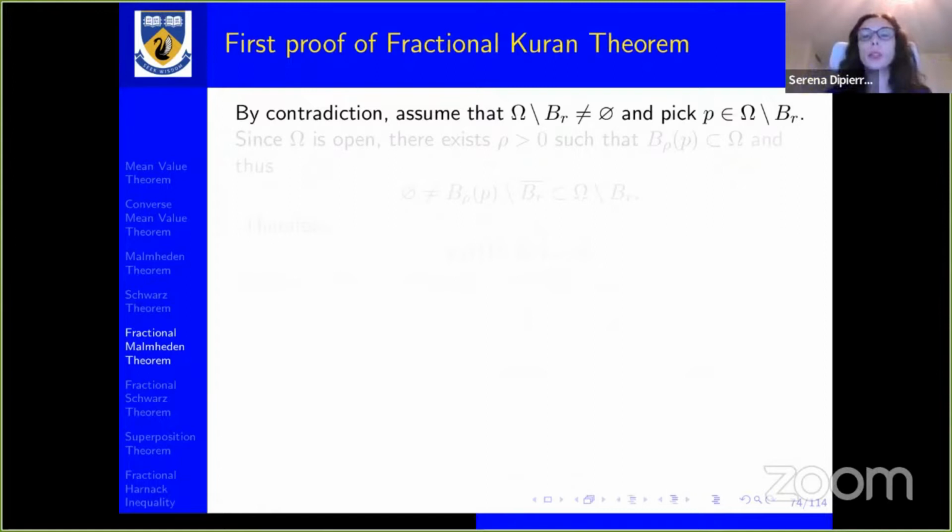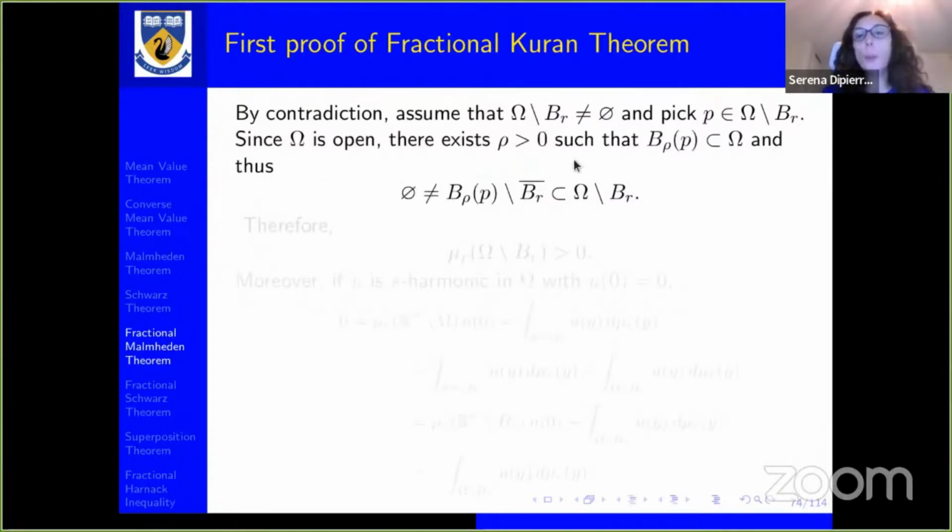So I suppose by contradiction that omega is not BR, so that there are points in omega minus BR, and I choose a point P in omega minus BR. And then I can also say that since omega is open, now this P is in omega, so I can find a ball centered at P contained in omega. And now because BRP set minus BR is non-empty, and this set is contained in omega minus BR, I can see that mu R of omega minus BR is strictly positive. This is something that I will use later on.